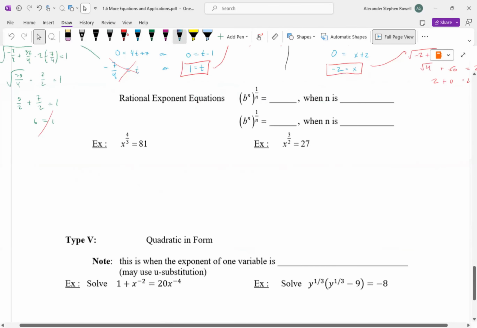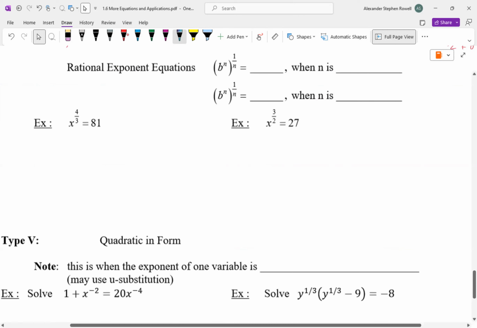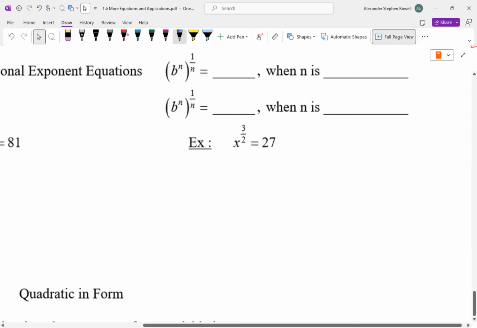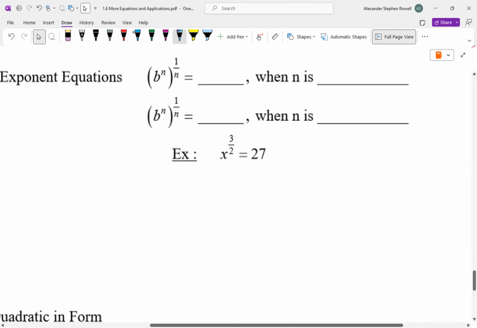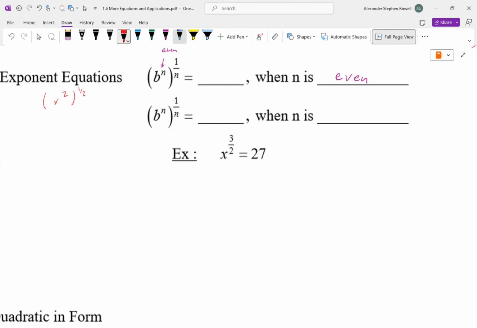All right, the next type would be if I have a fractional exponent. We need to be careful when n is even. So if the numerator of your fraction is even, then it turns out it's going to be a lot like when you had x squared and you took the 1/2 power.